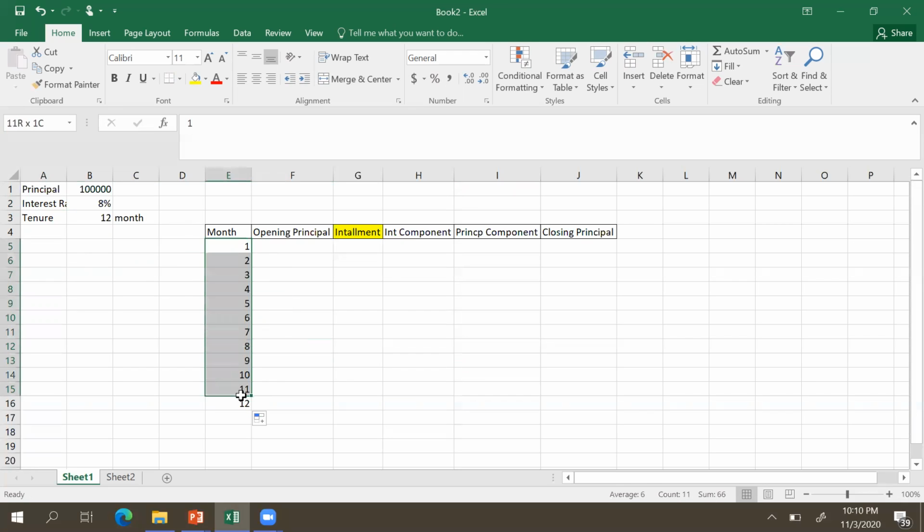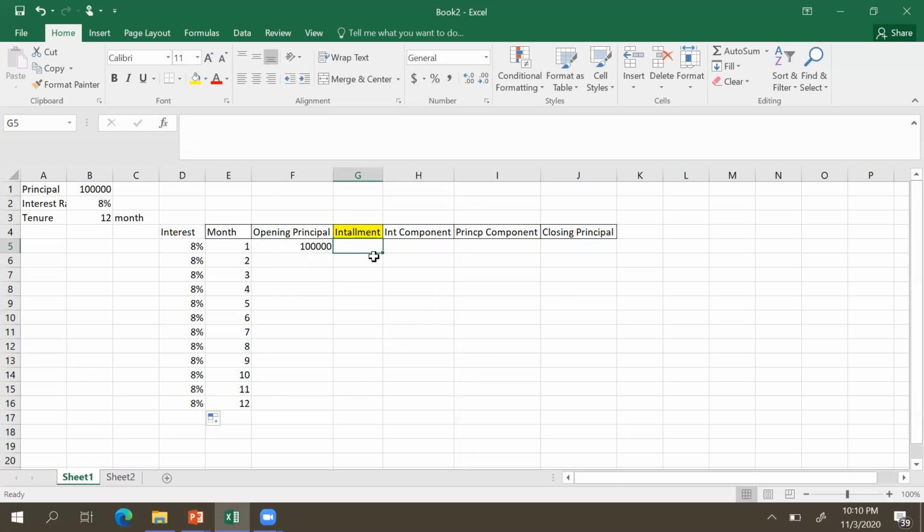So I will first make these 12 months visible. Your opening balance is 100,000. Okay. Another thing that I am going to do is put an additional column. When you see my previous lecture, this column wasn't there, so I will put the interest column along with this on the left side of the month. So I will write down the 8% here. Okay, so this is the opening principal.